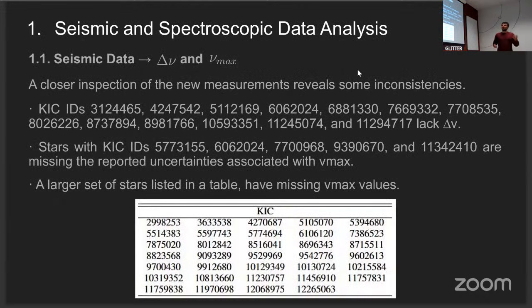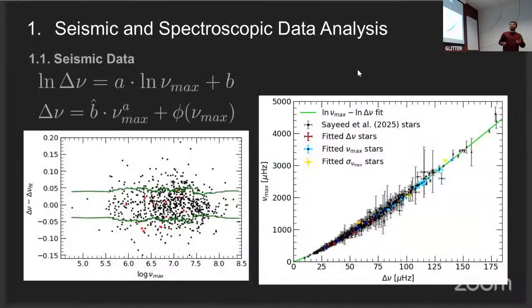So, if we take a closer look at the catalog, we see some missing data, for example for nu max and for delta nu, and some errors. So what we did is that we completed the catalog using a linear fit. In log space, nu max and delta nu are really well correlated. So we used this linear relation, and we also added a term which takes into account the dispersion of the 50 closest stars, just to have more accuracy in the results.